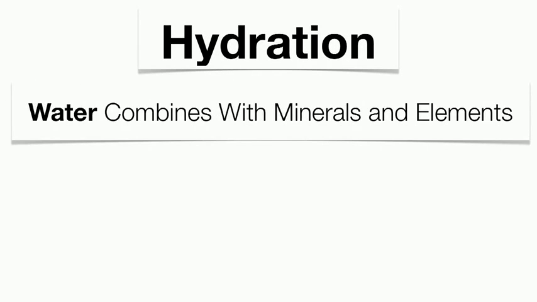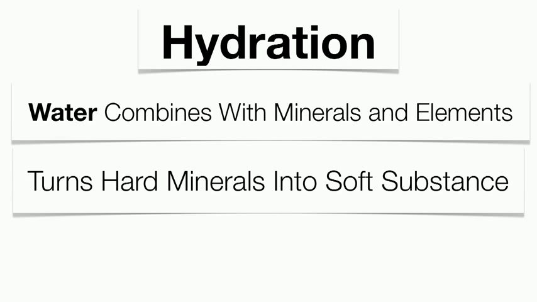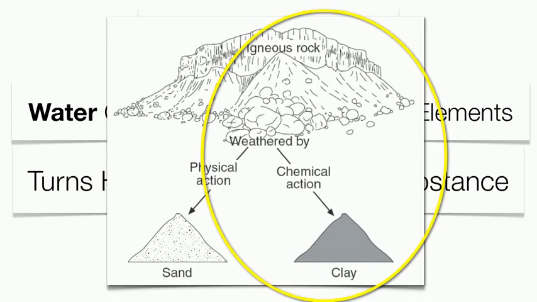Now the last type is what we call hydration. This is when water is going to attack the minerals and elements within a rock. What happens here is that it turns very hard minerals into very soft substances. A good example of this would be feldspar being attacked by water in the hydration process to create a very weak clay. And that's what's demonstrated here on the right-hand side of this region's diagram. So those are your basic types of chemical weathering that you should have an idea about.